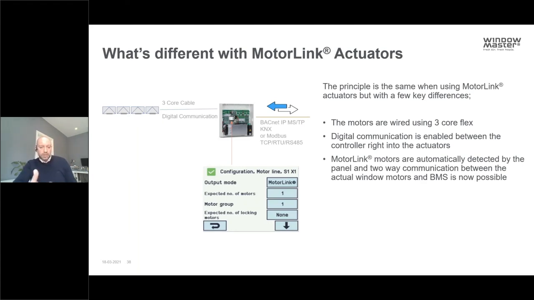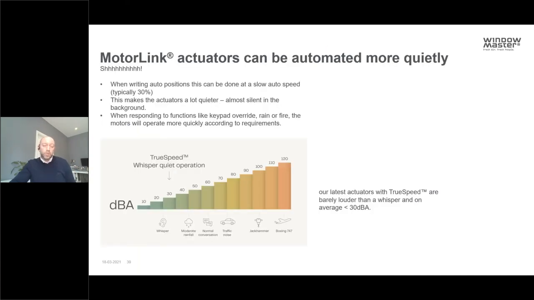And in terms of setting them on the panel, motor-link actuators are automatically detected by the panel, and that then enables the two-way communication between the window motors and the BMS. And probably one of the biggest factors, and one of the most common complaints about a whole array of actuators out there, is noise when they're being automated.